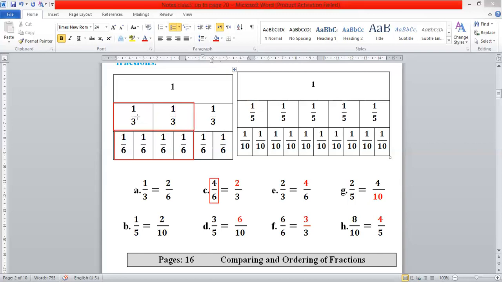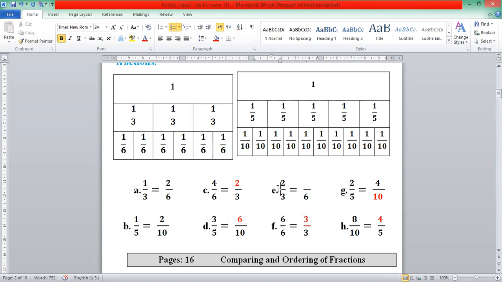And here we have two parts of thirds, 1 over 3 plus 1 over 3. That is equal to 2 over 3. Therefore, here we write 2. The next one is here. This number is missing.